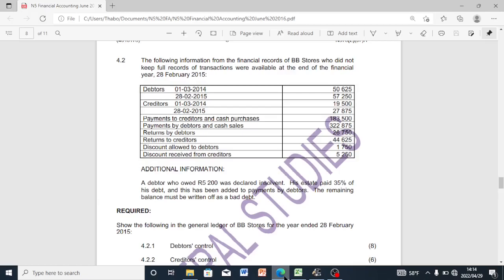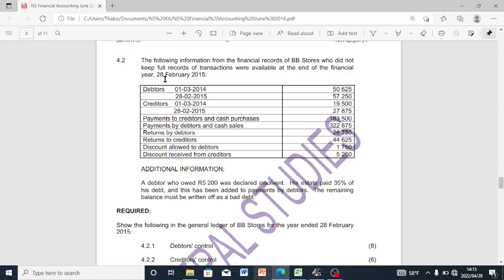Today we are doing incomplete records. We are going to be focusing on question 4.2 from the 20 June 2016 question paper, which is our debtors control and our creditors control. The following information from the financial records of BP Stores, who did not keep full records of transactions, was available at the end of the financial period.